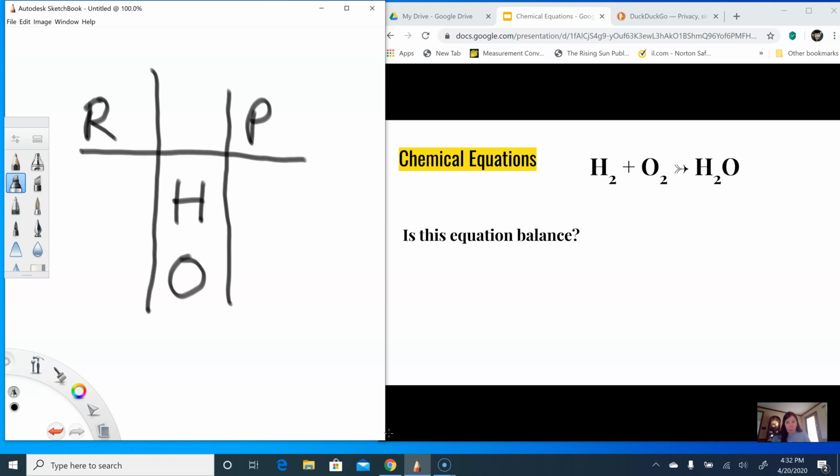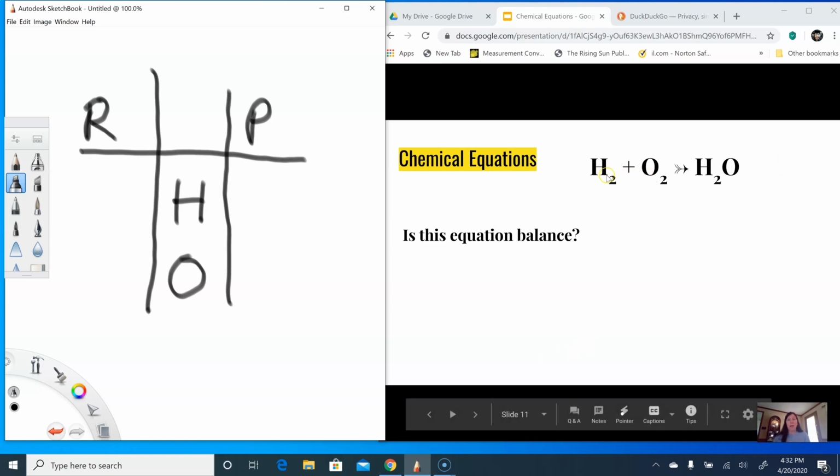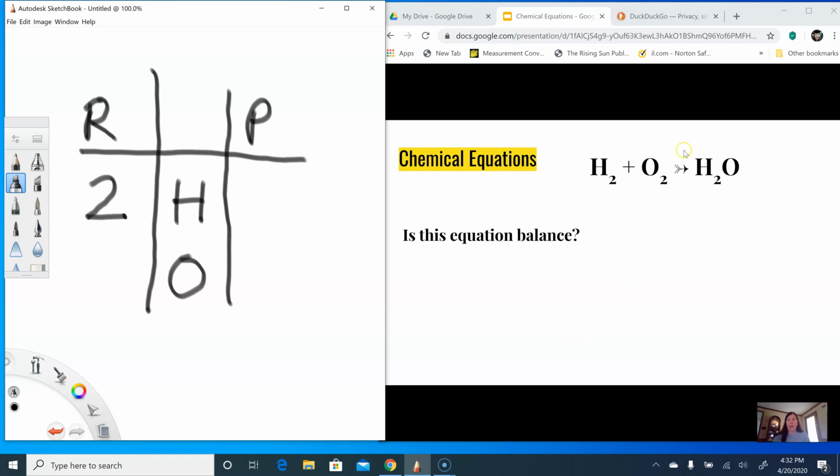All right, so if we look on the reactant side, which is the left-hand side of the arrow, you will see that there are 2 hydrogen, and we also see on the left-hand side of the arrow 2 oxygen. If we look to the right-hand side, now we're looking at products. That's what the P stands for. How many hydrogen do we have? We have 2 over here. Then when we look at our oxygen, we don't have any coefficients or subscripts, so it's just 1.